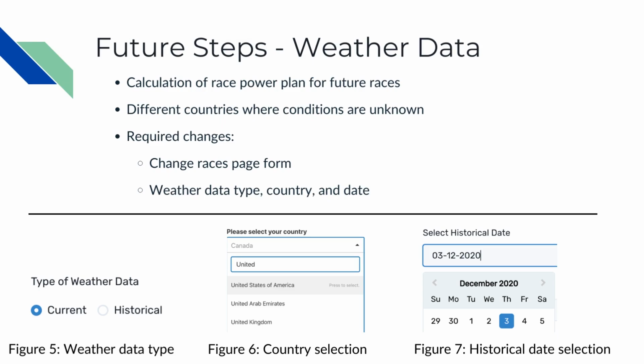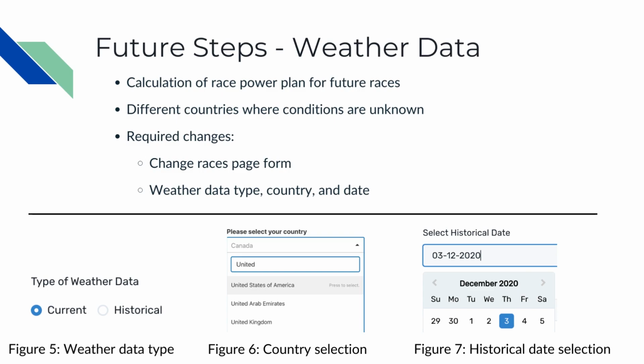Going back and looking at the product owner's model description, we can identify 2 components that are missing from our final product. Firstly, in the short-term scope, the users have indicated that they may want to calculate a race power plan months or years in advance, possibly in a completely different country that they have never been to before. While we have implemented a way to collect weather data using an API, we have not made it possible for users to use historical weather data.